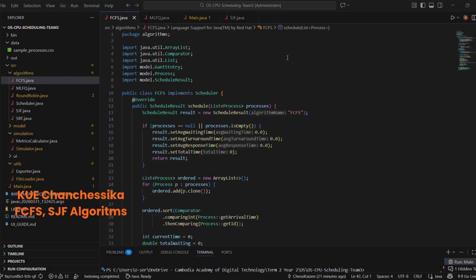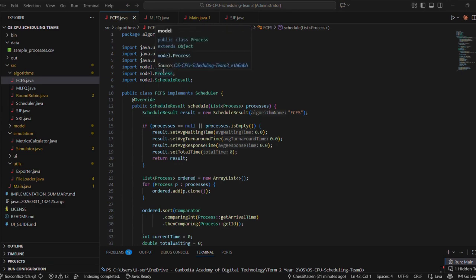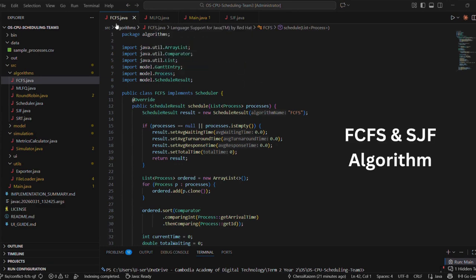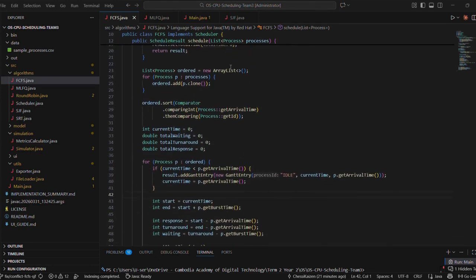Greetings teacher, my name is Kujan Jessica. I am from Team 3 Group 1. Today I will be presenting the CPU scheduling final project. I will present only two algorithms, which are first come first serve, also known as FCFS, and SJF, which is known as shortest job first. So here is my algorithm.